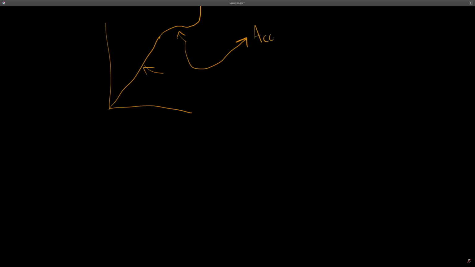So acceleration is the change in velocity. And I want to highlight the point velocity, because it's not the change in speed, it's the change in velocity. So change in velocity. So let's take a quick example here on acceleration.